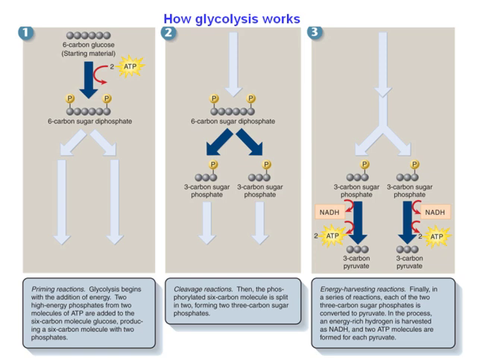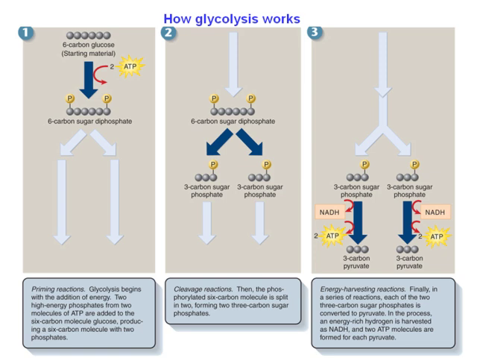Well, first, number 1, it's going to start with priming reactions. Glycolysis begins with the addition of energy. 2 high-energy phosphates from 2 molecules of ATP are added to the 6-carbon molecule glucose, producing a 6-carbon molecule with 2 phosphates. Hence, in this first step, we're having to use 2 ATP molecules to start the process.